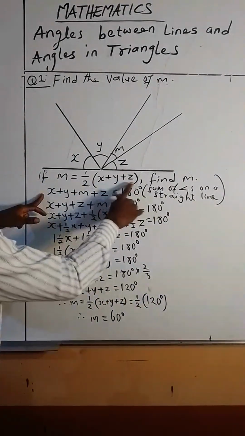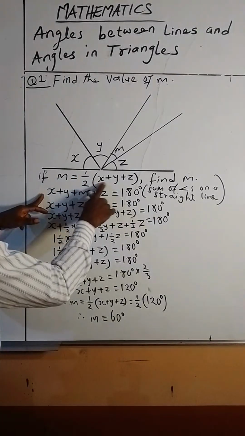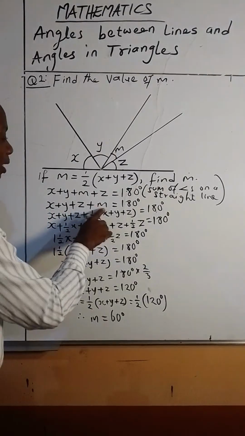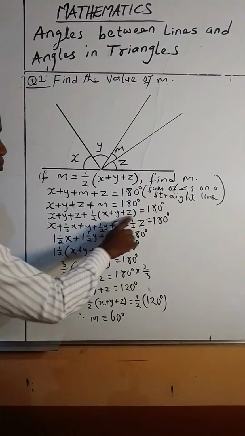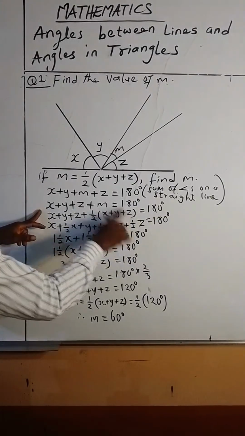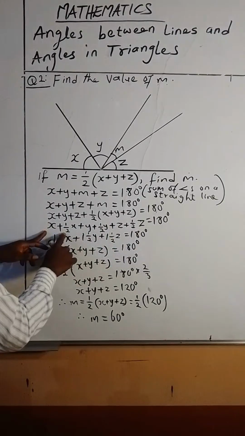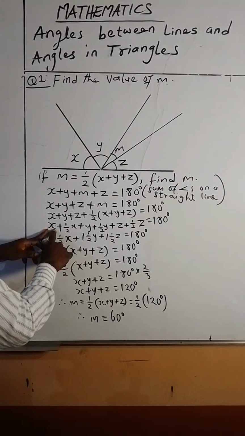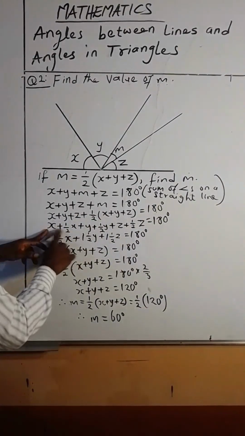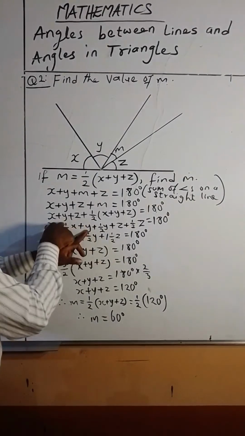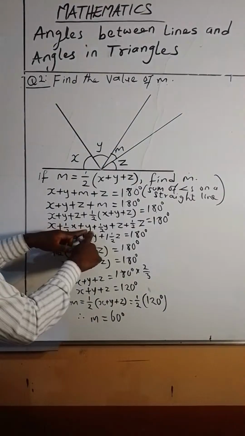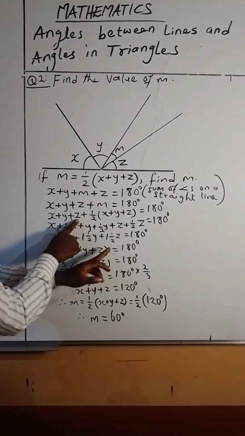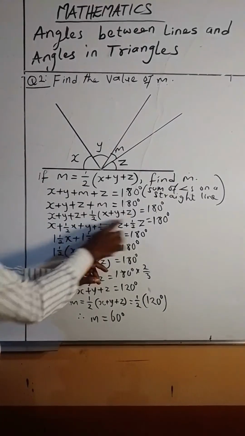But we are given a condition here that m is equal to half of x plus y plus z. So in place of m here, we put half of x plus y plus z, which is what we are given. Then when we clear the bracket and add the similar terms, we have x and half of x. Then here is y, plus half of y, because this half is affecting y. Then we have z here, brought down, and half of z. Look at it.